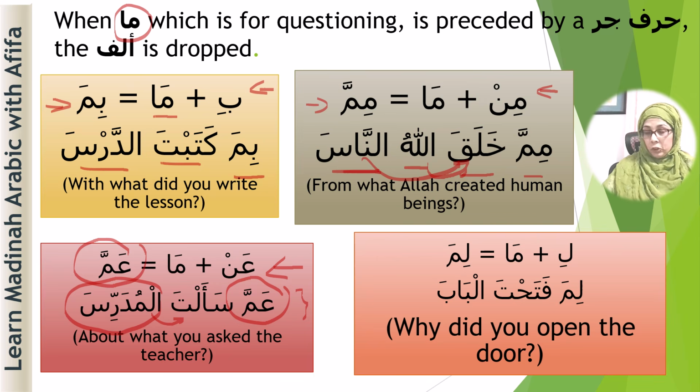It means the teacher. And in this example here, the preposition li preceded ma to become lima, which we said means why. And then in this example, lima fatahta al-baba. Why did you open the door? Here lima means why. Fatahta is your verb. It means you opened. And al-baba is the door and it's the object of this verb here.